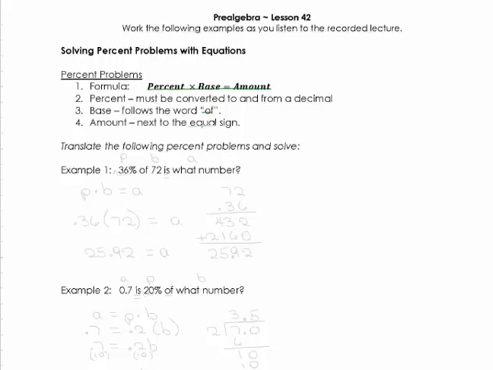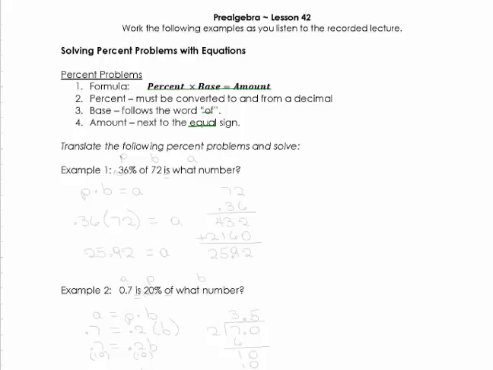and you'll see what we mean when we start the examples. And amount is always going to be next to the equal sign. So that's how you're going to recognize the 3 pieces of a percent problem. Let's look at example 1. It says 36% of 72 is what number? Let's identify the 3 parts.